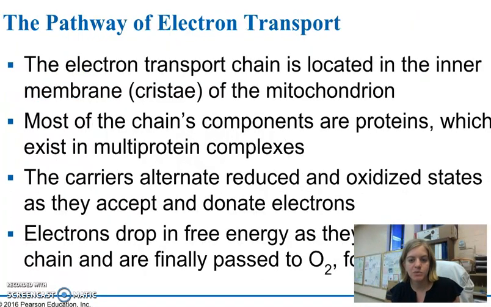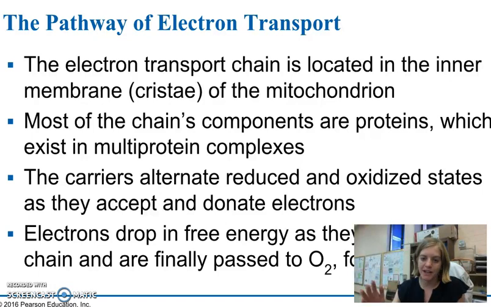So the electron transport chain happens in the inner mitochondrial membrane known as the cristae. Those are the little folds you see inside of a mitochondria. And most of these components in the chain are proteins, and you don't need to know the specific names of the proteins or the enzymes, but it's important to note that basically what's happening is the electrons are being pulled throughout the chain from protein to protein, and as they're being pulled, they accept and donate electrons, moving back and forth from being reduced to being oxidized.